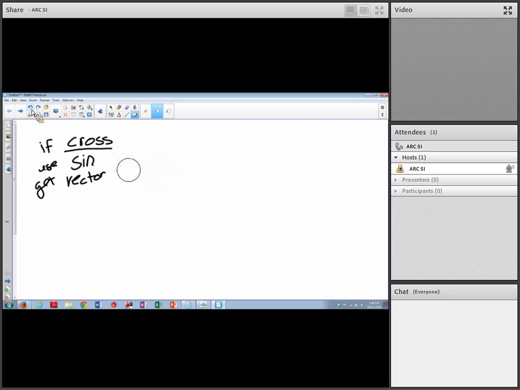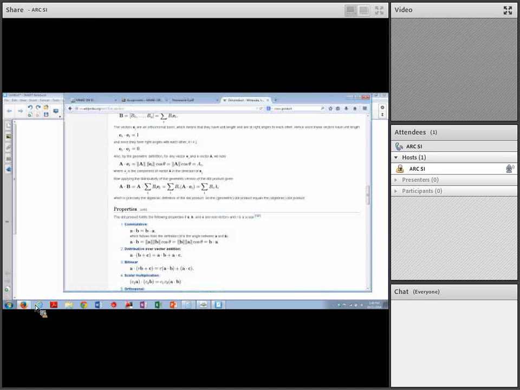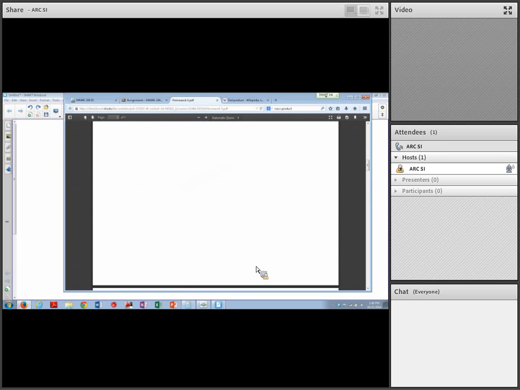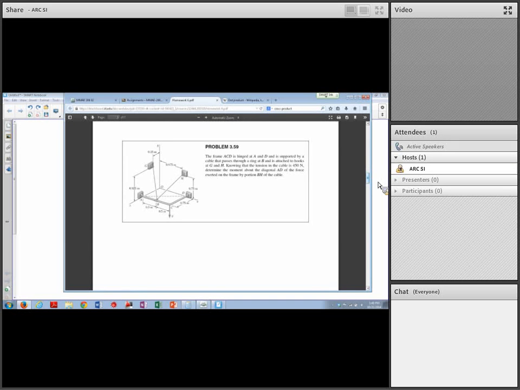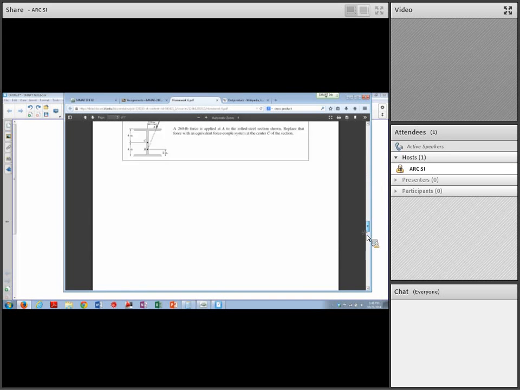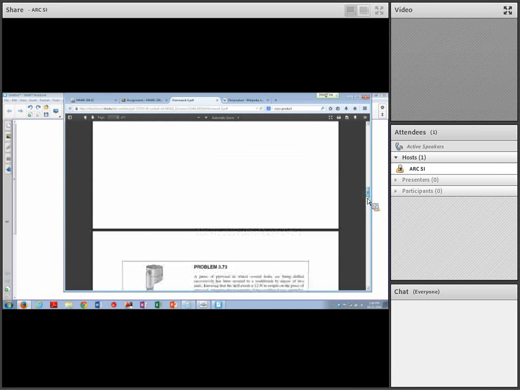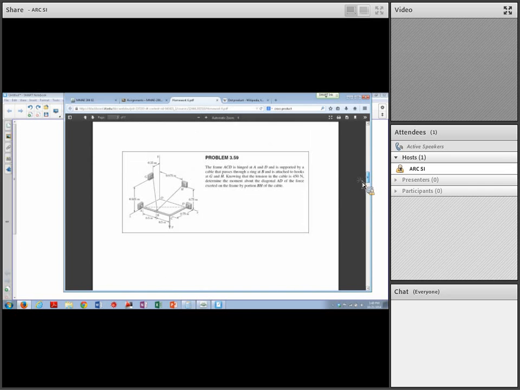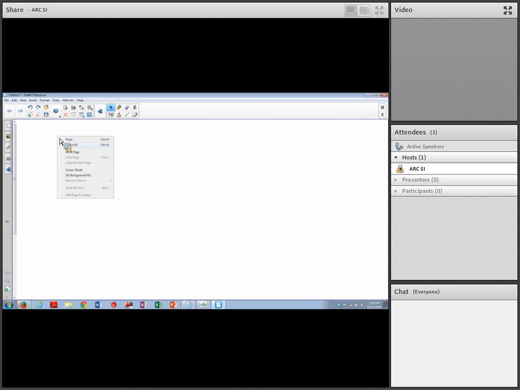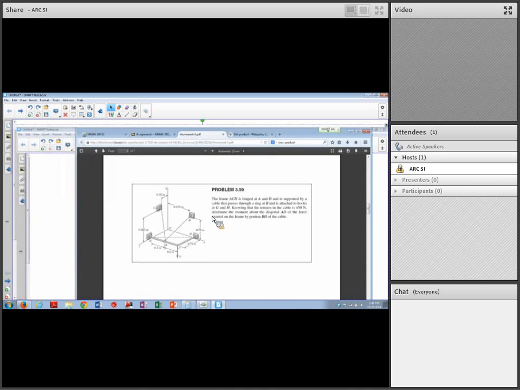Okay, that's problem one. Let's move on. Next problem. These all look so familiar. Okay, this one: frame ACD is hinged at A and D, and is supported by a cable that passes through a ring at B.